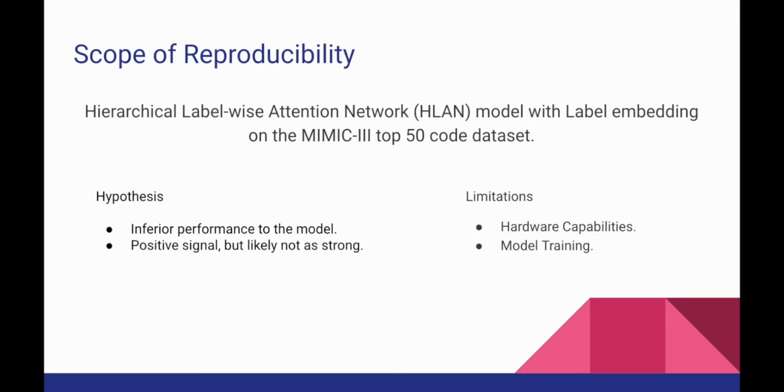For the scope of our reproduction study, we will be recreating the HLAN model with label embedding on the MIMIC-III Top 50 code dataset. We hypothesize that we will have inferior performance to the model from the actual paper. We will have a positive signal from our model, but it likely won't be as strong, and this is due to the limitations of our reproduction study.